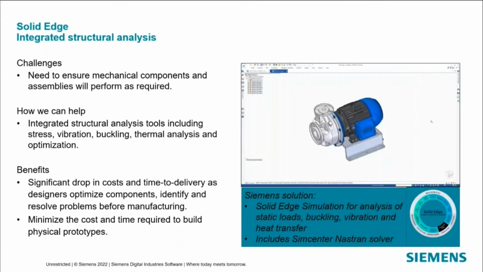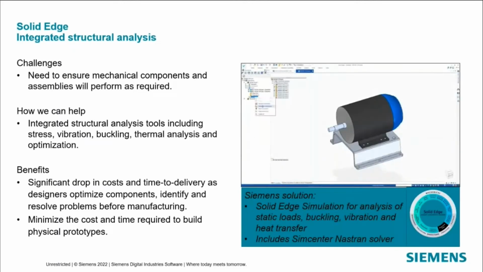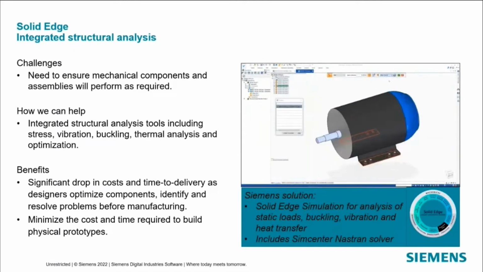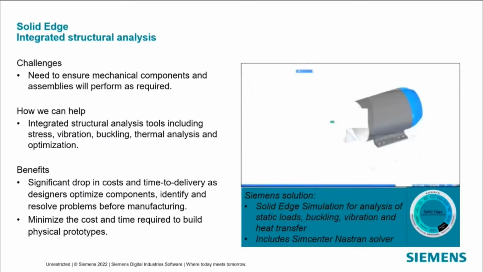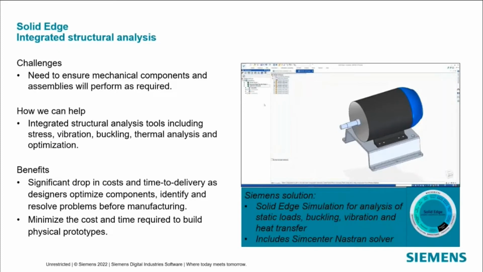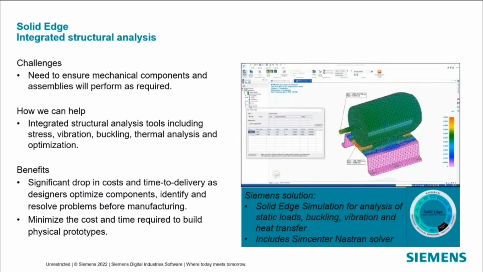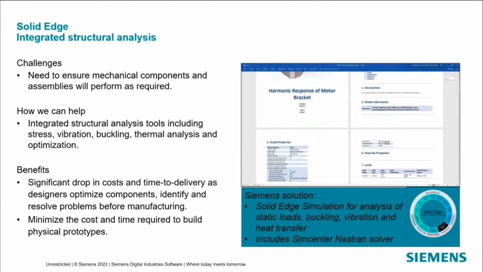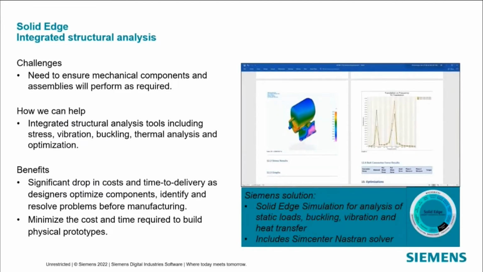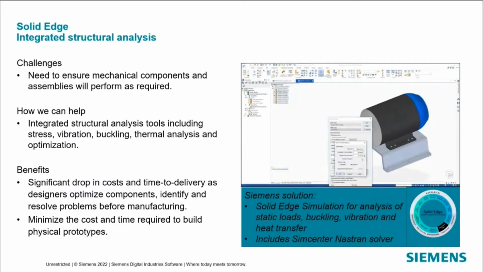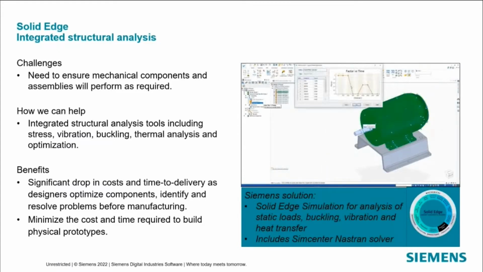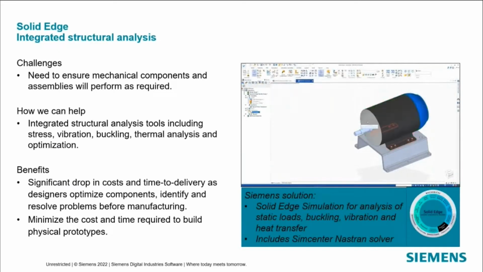Let's look in more detail at our solution for analyzing structural performance challenges. Talking about the challenges, we need to optimize product designs before manufacturing. How can we help here? We provide integrated structural analysis tools including stress, vibration, buckling, thermal analysis, and optimization. Let me talk about a few benefits that you get. Significant drop in costs and time to delivery as designers optimize components, identify and resolve problems before manufacturing, minimizing the cost and time required to build physical prototypes.